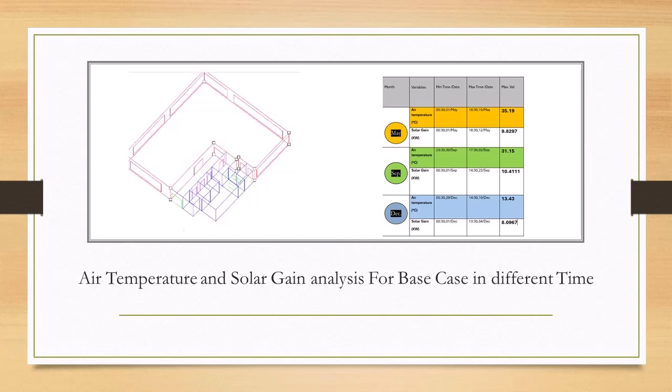In summer, May 30, the maximum value of air temperature is 35.19, and in September the maximum value of air temperature is 31.15, and the maximum value in December is 13.430 Celsius.